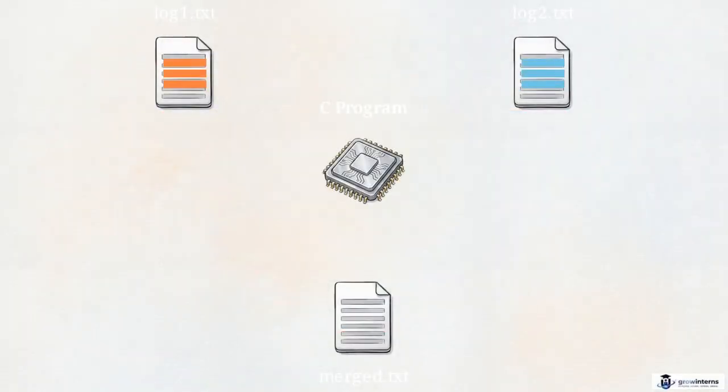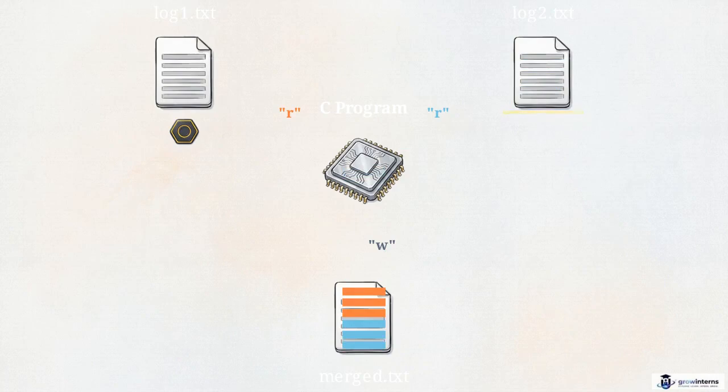Phase 1 requires 3 separate file pointers. 2 lines open our source logs in read mode, and the third line opens the target file in write mode. Phase 2 is the data movement. We run a while loop to read the first file until we hit its EOF marker, pushing those data blocks directly into the merged file. Then we repeat the exact same process to stack the second file's data right below it.